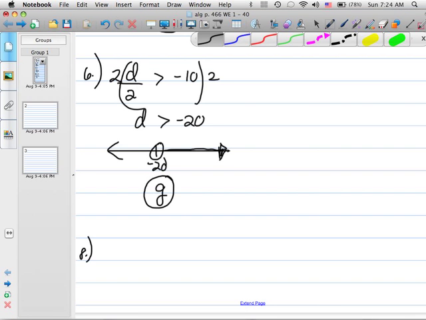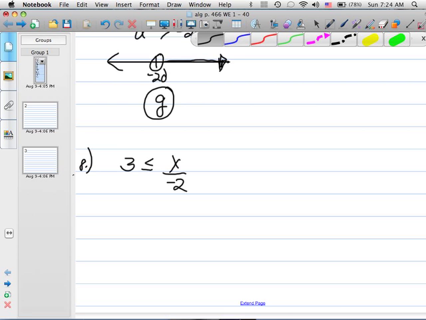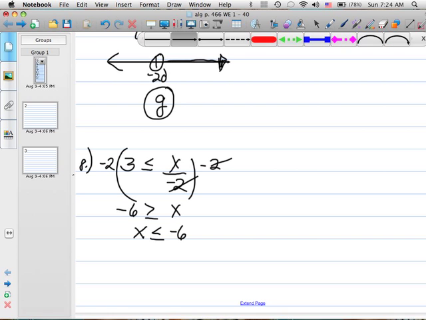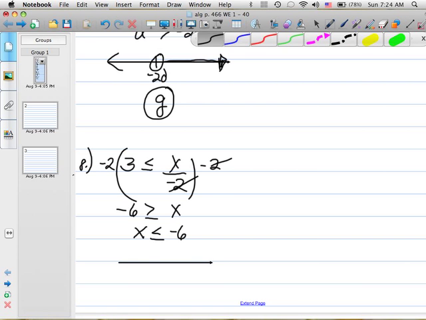Problem number 8, we have 3 is less than or equal to x divided by -2. We'd have to multiply both sides by -2, so that will turn the inequality. So this is -6 is greater than or equal to x. And then we're going to turn it again so it looks like the number line. x is less than or equal to -6. So we're looking for a closed circle at -6. Shaded to the left, solid arrow. And for number 8, that would be letter I.